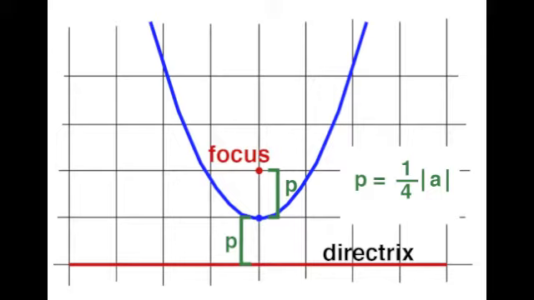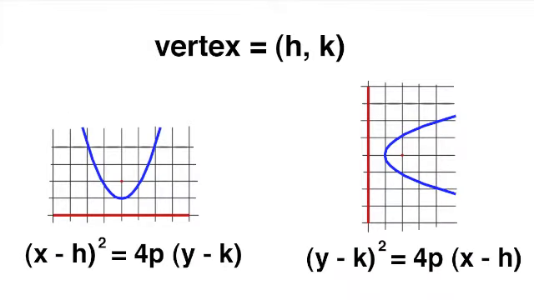One you must observe. Distance from the vertex to focus is p, which is 1/4 the absolute value of a. Distance from vertex to directrix is the same. There's a vertical axis and a horizontal one too. (h, k) is the vertex. There's a parabola. Not too complex.